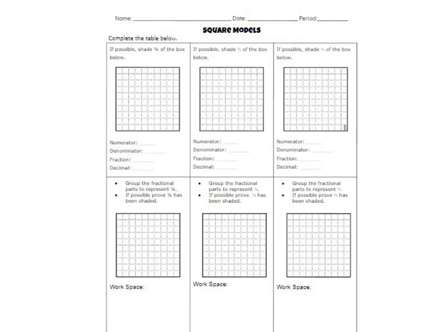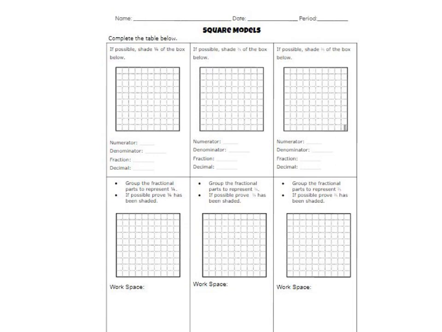So today we're going to be talking about square models. And the reason we're doing square models is because we've been doing fraction and decimal conversions. So I'm going to show you why we know that for every fraction there is a decimal, and for every decimal there is a fraction. So let's look at the first part.